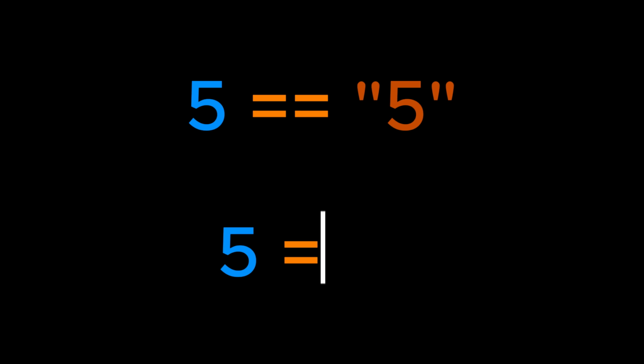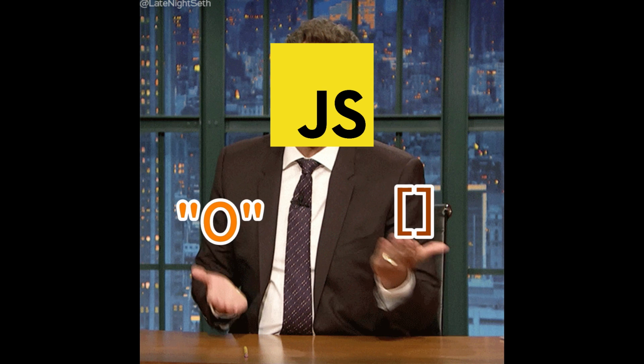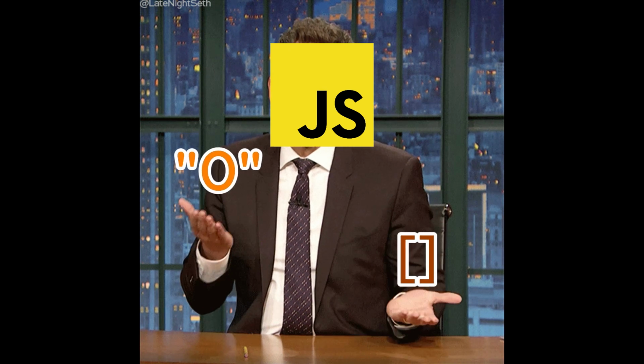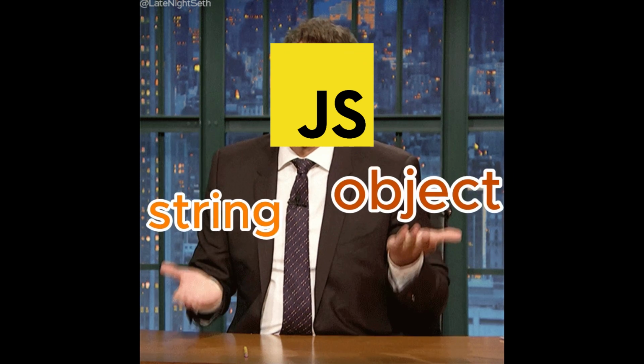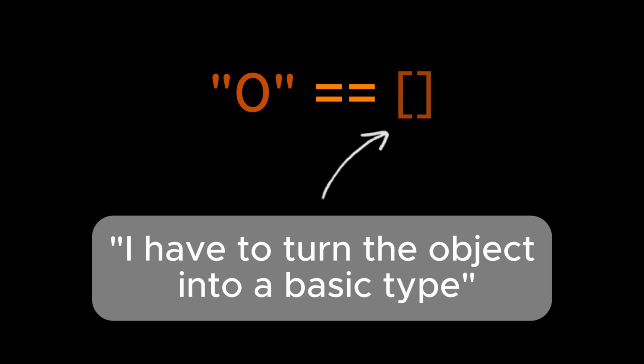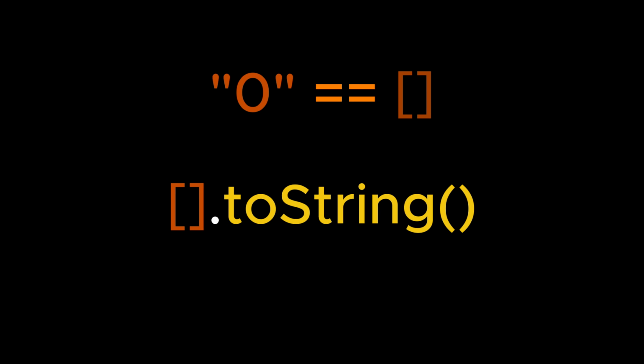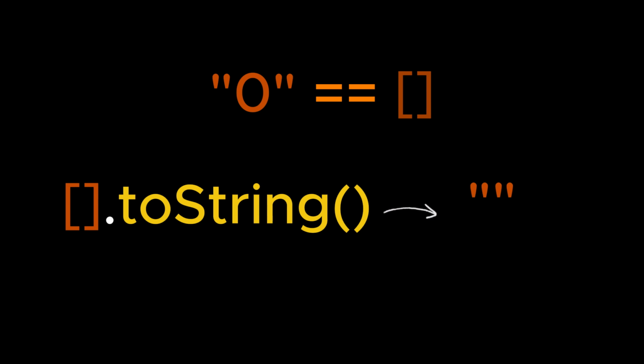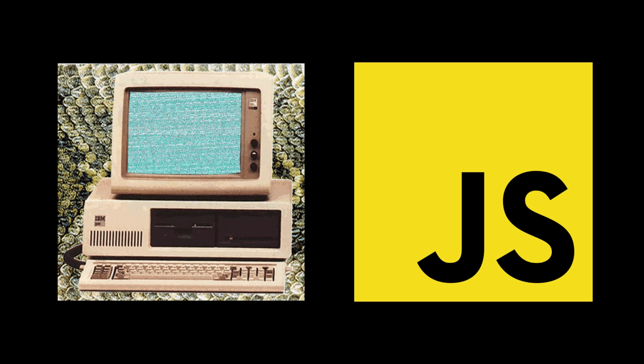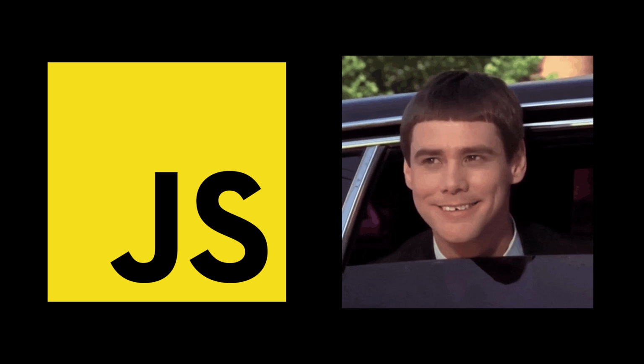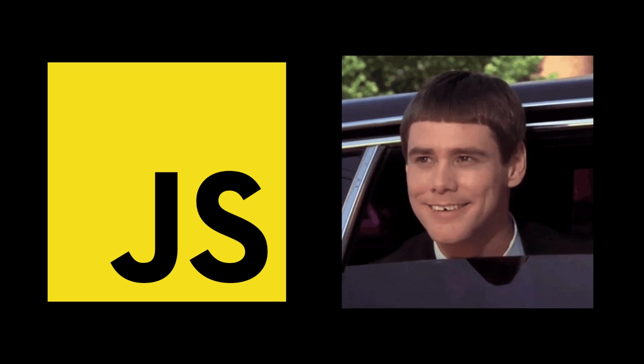The double equals has some tricky rules. It doesn't always turn things into numbers. When it compares the "0" string to the empty array, it sees a string and an object. The rule is, I have to turn the object into a basic type. To do that, it runs toString on the array. When an empty array becomes a string, it becomes an empty string. So the real question JavaScript is asking is, "0" string equals empty string? And that's why it's false. If you think that's strange, let's look at some other examples.